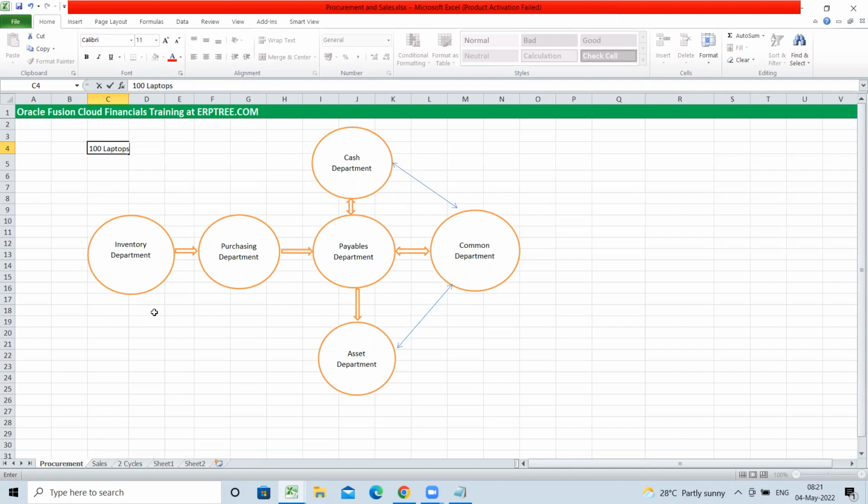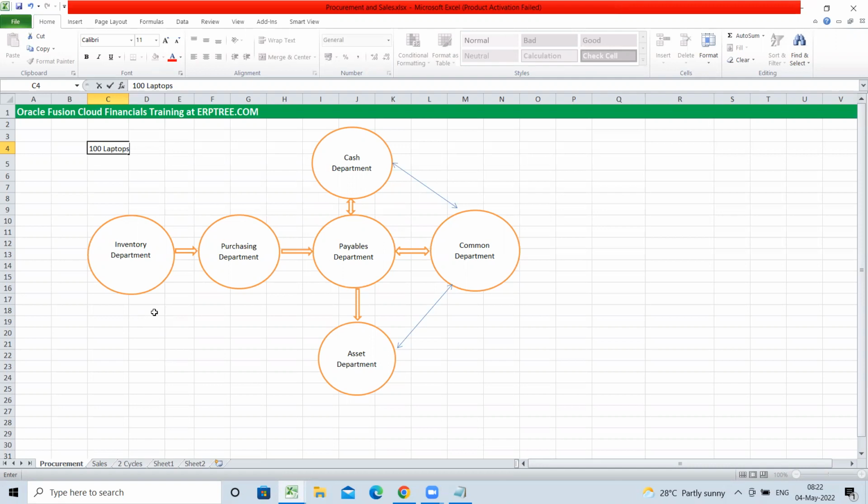If stock is available within the inventory department, say you just verified and the inventory department says, yes, we have 1,000 laptops, then we can supply to the customer. That's all. We get orders from the customers, we check whether stock is available in the inventory department, and if stock is available, we can ship the same item to the customer. If stock is not available, we have to purchase. This is what we have to focus on.